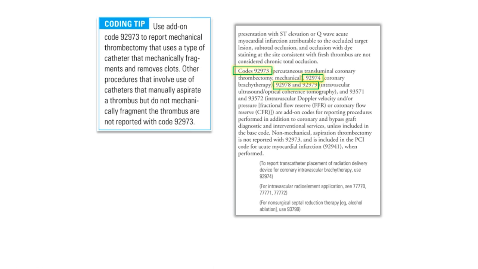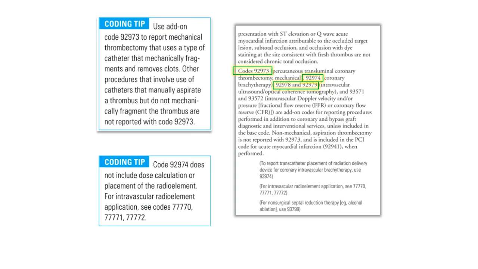If you have a catheter that aspirates the thrombus, but that doesn't actually chew it up, you cannot report 92973. Now, if you're at coronary brachytherapy, remember that it doesn't include the dose calculation or the placement of the radio element. In order to code for intravascular radio element application, you need to see codes 77770, 77771, and 77772.